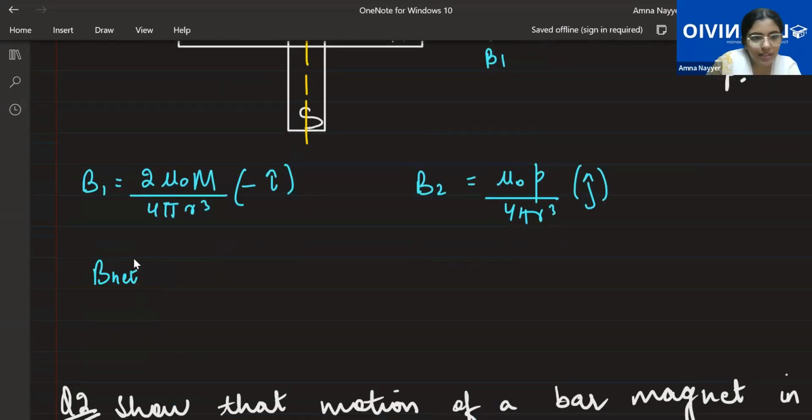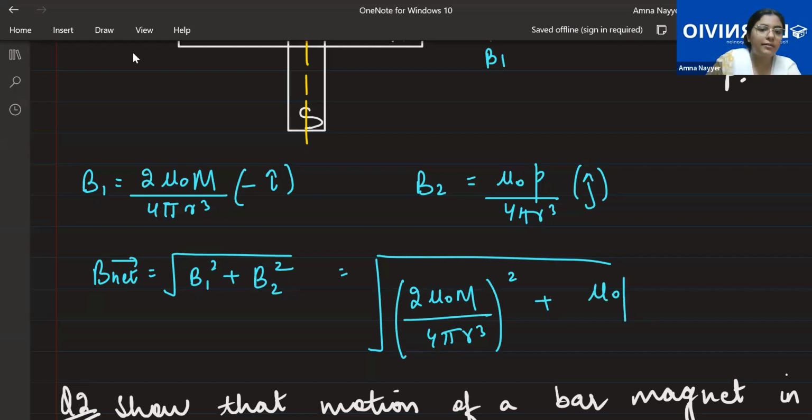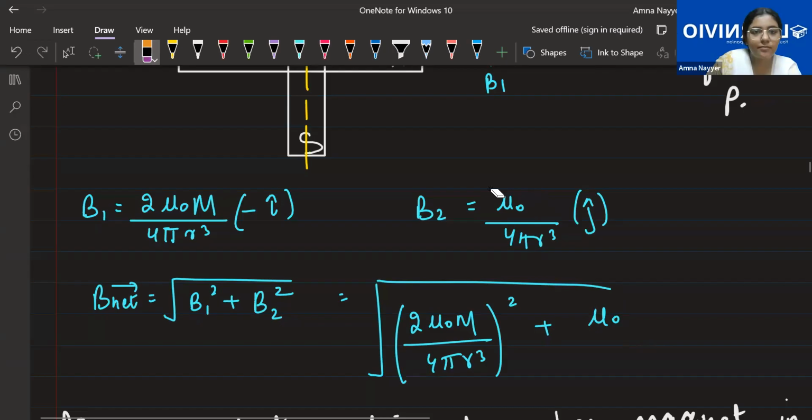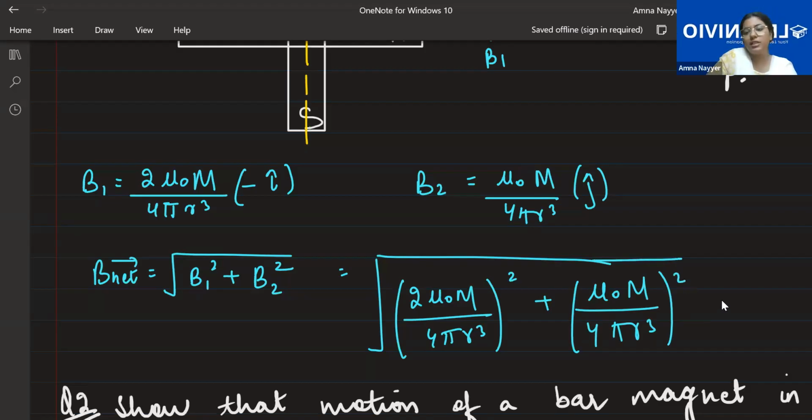So the net magnetic field will be given by under root of B1 square plus B2 square. So this is equal to 2 mu naught m by 4 pi r cube whole square plus this is mu naught, oh, I've written p here, mu naught m by 4 pi r cube, square. This much Tesla is the final magnitude. You calculate this and see what answer comes.